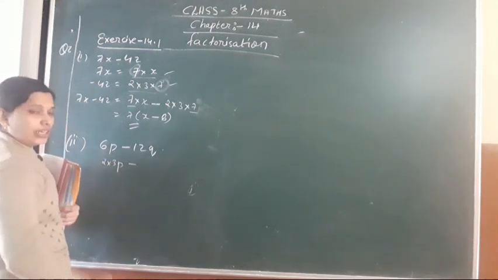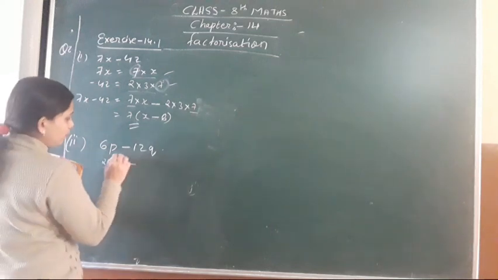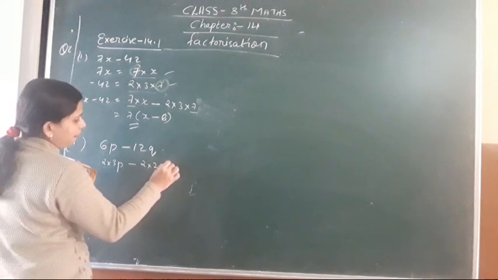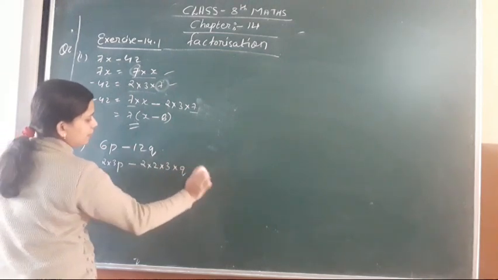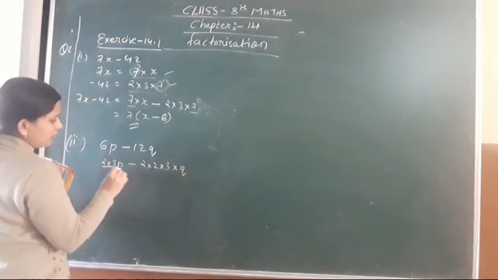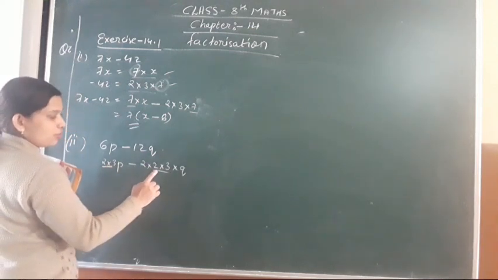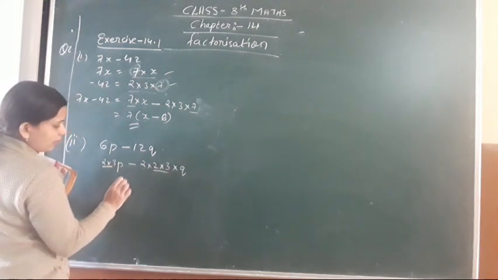6 का factor क्या होगा? 2 into 3 होगा. Now 2 into 3p. 12 factors will be 2 into 2 into 3 into q. This will be the factors. So these numbers we can take as common. So 2 into 3, 6. 2 into 3, 6 can be taken common, isn't it?